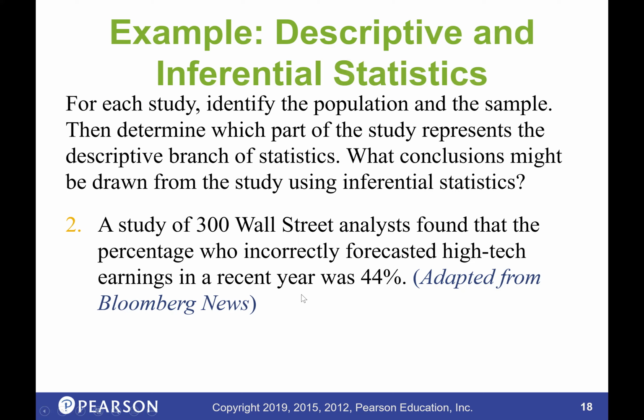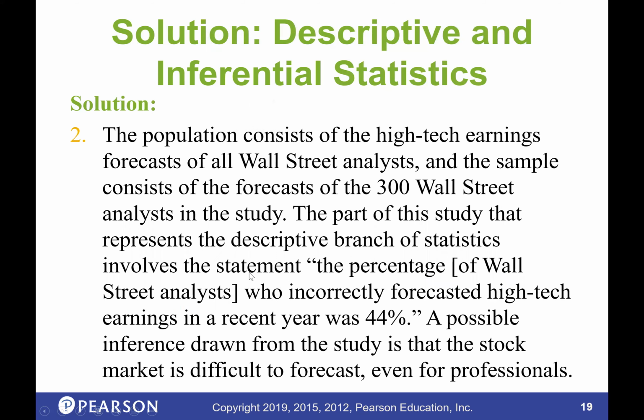Inferential statistics. What can we draw from here? Possibly that the stock market is pretty difficult to analyze. Possibly that the majority of Wall Street analysts are able to forecast correctly. That's another one, a positive statement on that. So that's a whole bunch of different things here. So a possible inference drawn from the study is that the stock market is difficult to forecast even for professionals. And I'm not sure if 44% is a big number or not. So anyways, that is the end of 1.1. Now the next video shows 1.2 and 1.3.